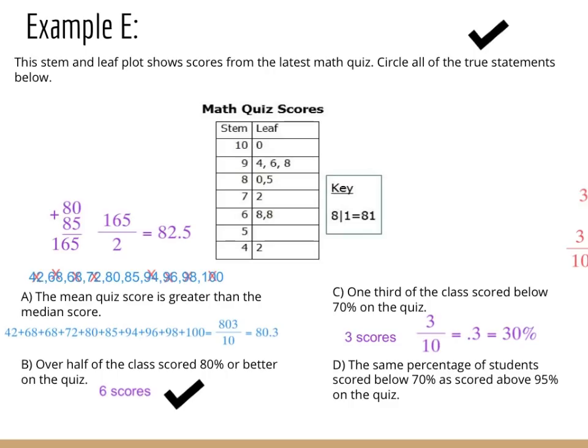Letter D says the same percentage of students scored below 70% as they scored above 95%. So let's see, we know 30% of the students scored below 70. We found that in our last problem. Then we need to figure out how many students scored above 95% on the quiz. We've got a 96, a 98, and a 100, so that's 3 scores. 3 out of 10 is equal to 0.3, or 30%. 30% does match 30%, so this statement is true.